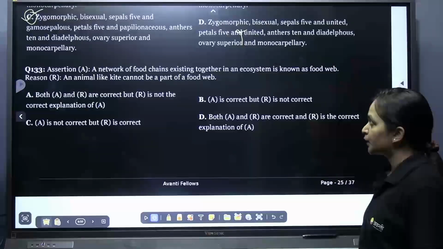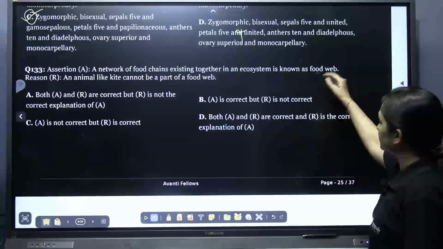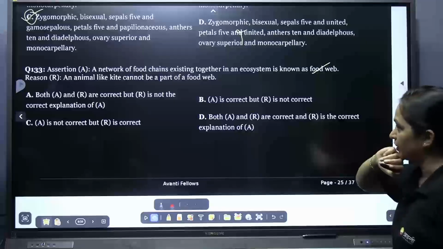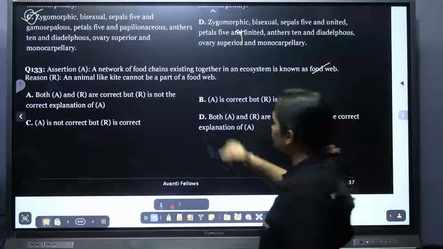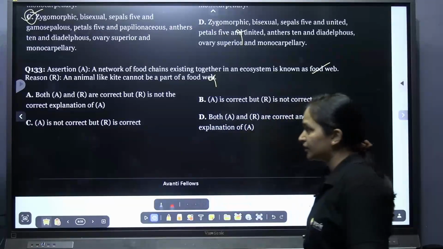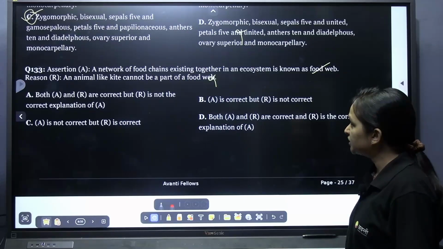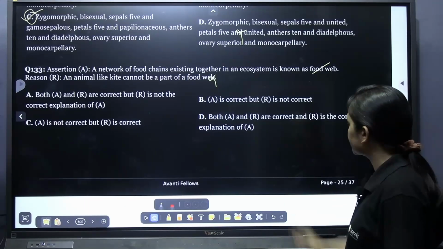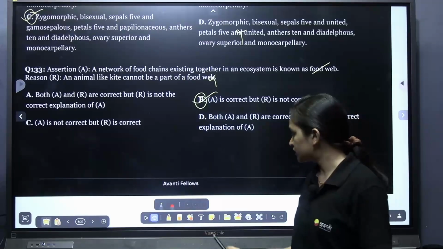Assertion-reason: the network of food chains existing together in an ecosystem is known as a food web. Yes, it is a right definition for a food web. An animal like a kite cannot be a part of a food web. Why can't a kite be a part of a food web? It can be. So, A is true, R is wrong. A is correct, R is not correct. So, B for Bombay is the right answer. Any doubts till now, students?